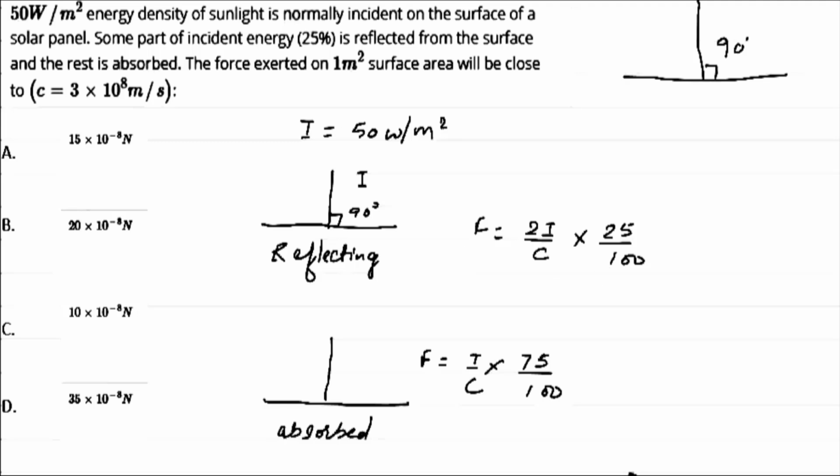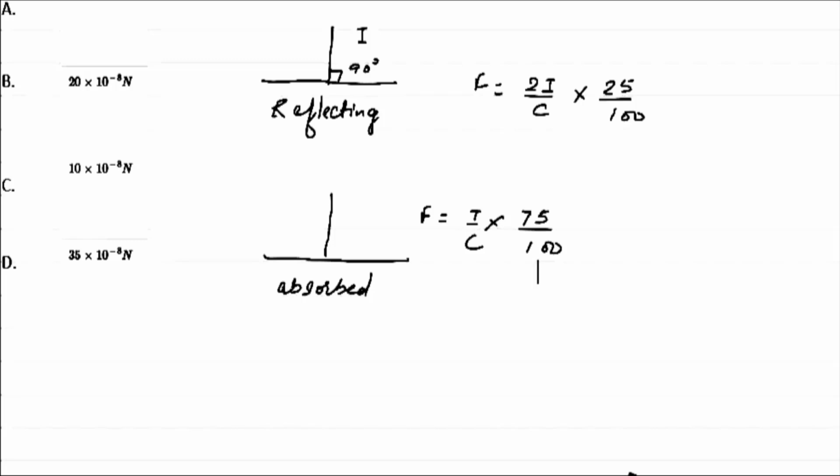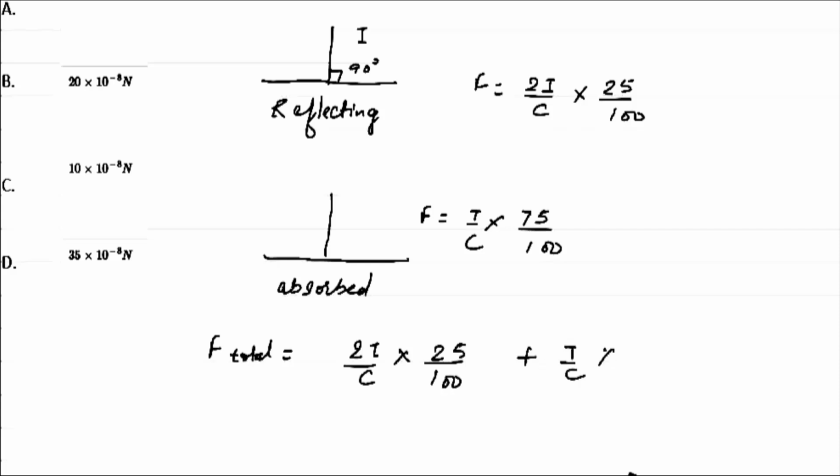Now if we sum this force, we will get the total force. So total force F total is equal to this force and this force, reflecting force and absorbed force, which is 2I by C into 25 by 100 plus I by C into 75 by 100. Taking I by C common, it will be 25 into 2, 50 by 100 plus 75 by 100.